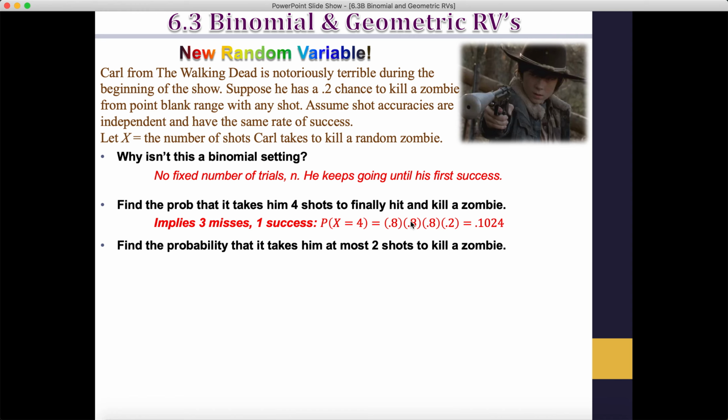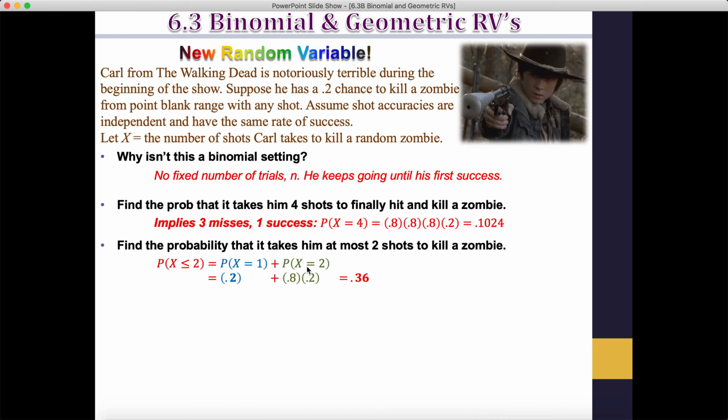X equals 4 would imply 3 misses and then a hit, so 0.8 to the 3rd times 0.2, which ends up being like 10%. If I were to ask, find the probability that it takes him at most 2 shots to kill a zombie. At most 2 implies 2 or less. So either he gets him on his first shot, which is going to happen 20% of the time, right? 20% of the time whenever he fires that gun, he's going to kill that zombie. Or it's going to happen on the second shot.